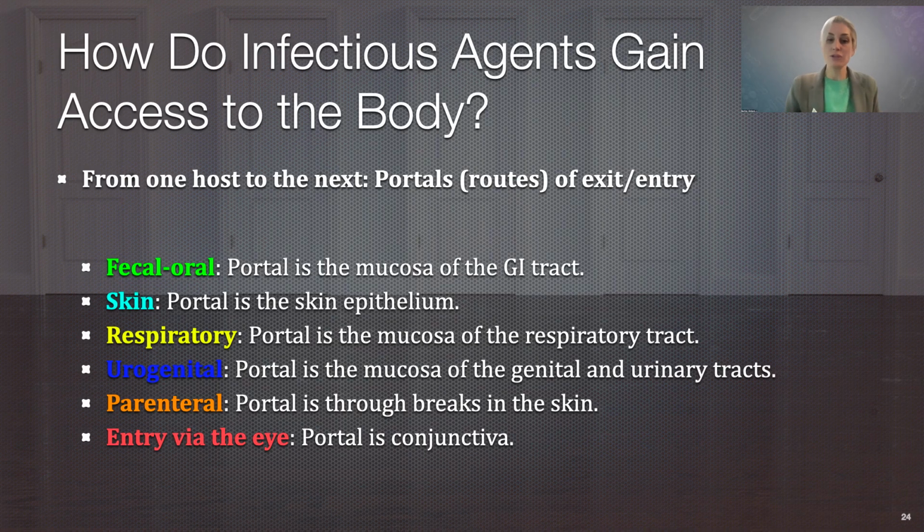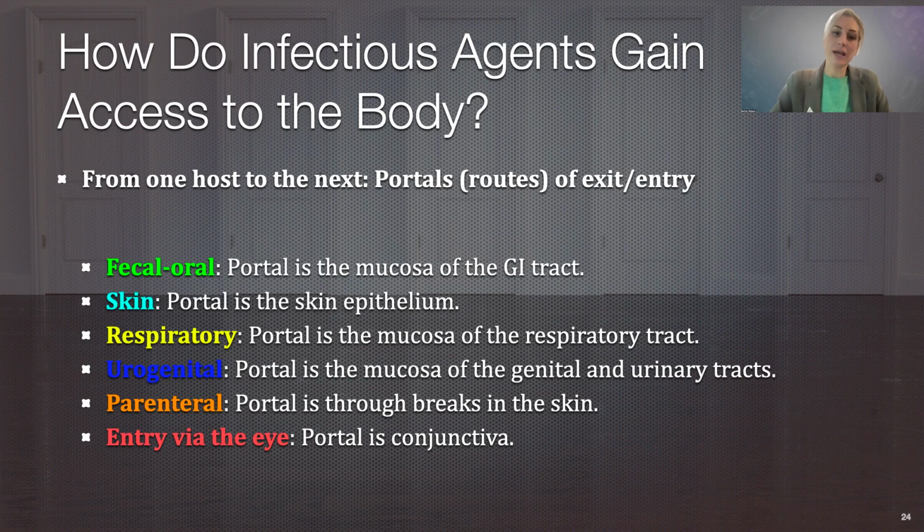We also have entry via the eye. So any kind of conjunctivitis. Conjunctivitis can be caused by a virus, by bacteria, by fungal. It's also allergic conjunctivitis as well. So entry into the eye, as we see.